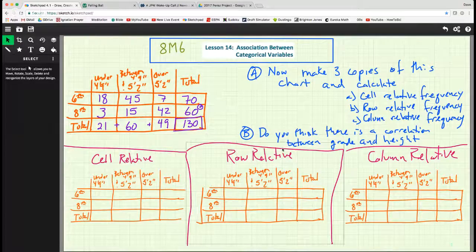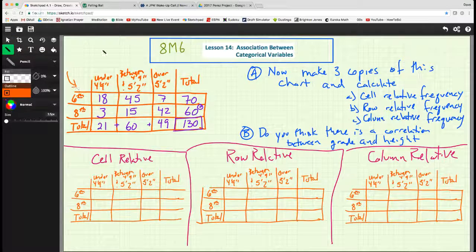Okay, good. So now we've calculated our totals, which is step one of figuring out whether or not we have an association between our data. In other words, is the stuff that's on here, our grade and our height, associated? Are taller kids in higher grades? So let's calculate all of our frequencies.